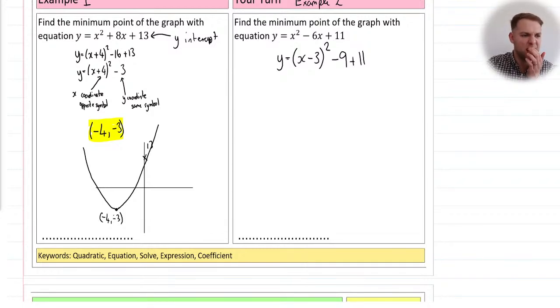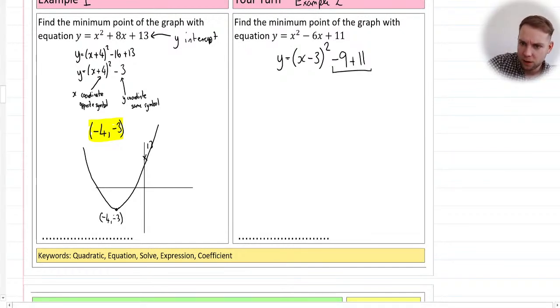And then I simplify that last part. So this part here. So y is equal to x minus 3 all squared. And then 11 minus 9 is positive 2. Now remember that this here is your x-coordinate. And it's your opposite symbol.